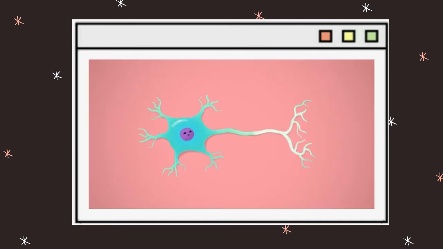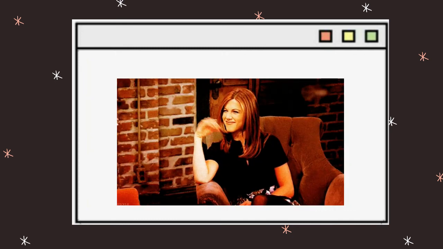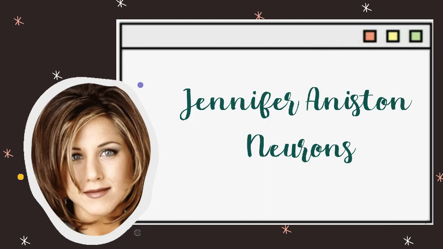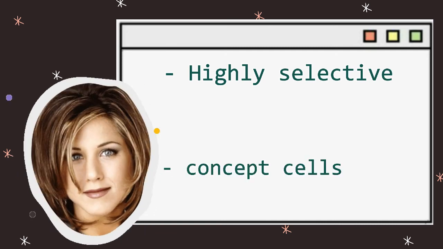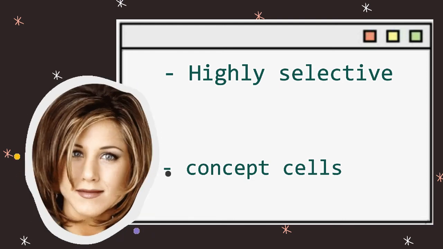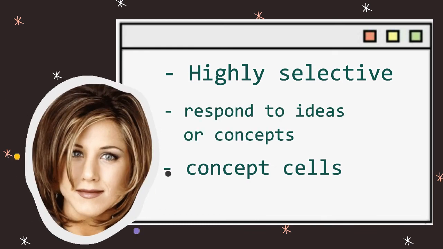In one of the first neurons to be studied in this way, the neuron fired in response to images of the actress Jennifer Aniston, but not to 80 other images, thus the name Jennifer Aniston neurons. These neurons are highly selective. Each neuron responds to only a small number of test objects or individuals. The most remarkable feature of these neurons is that they respond to ideas or concepts rather than to particulars, which is why they are also called concept cells.